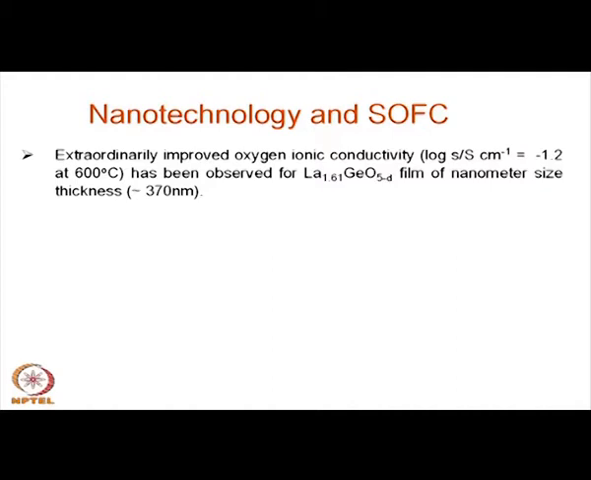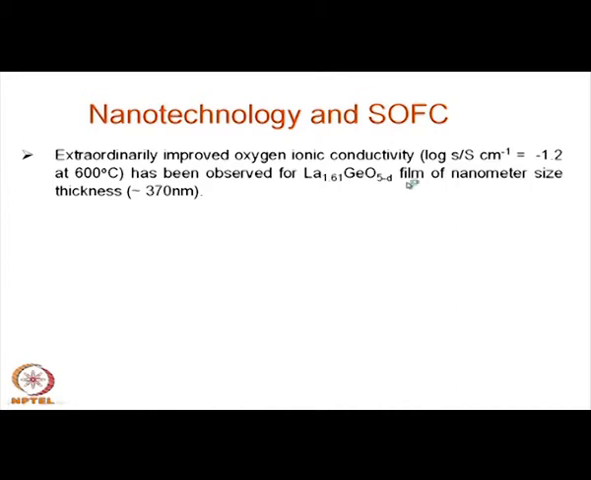Extraordinarily improved oxygen ion conductivity, log sigma of the order of minus 1.2 at 600 degrees, has been observed with lanthanum gallate film. This is not YSZ, of course, this is not YSZ.